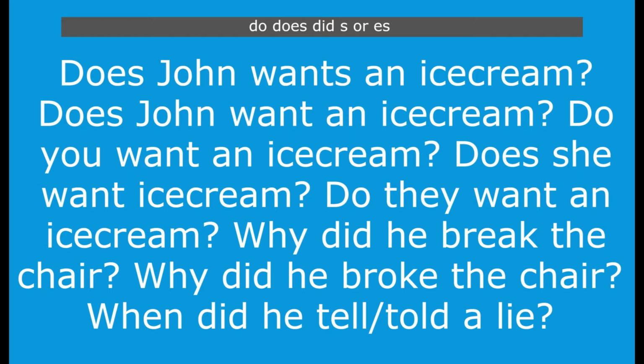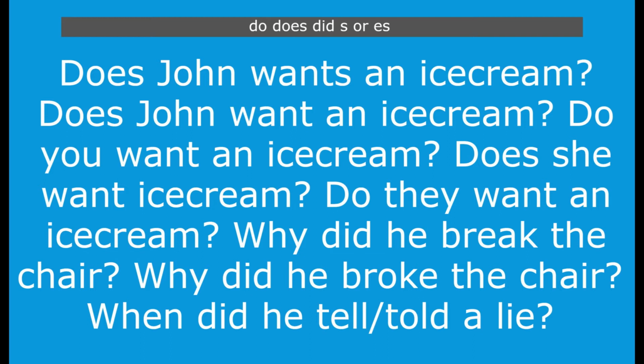Does she want an ice cream? Because s has been used with does, we don't use s with wants. John wants an ice cream. She wants an ice cream. Here we have used she wants an ice cream. If we use the helping verb does, she want an ice cream? Here we have used does, so no s will be added with the verb. Does she want an ice cream?